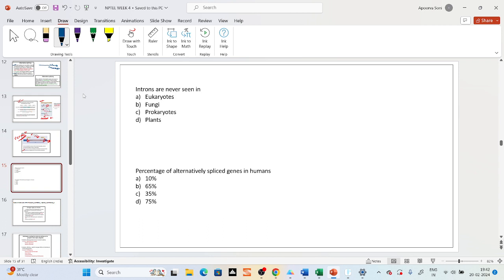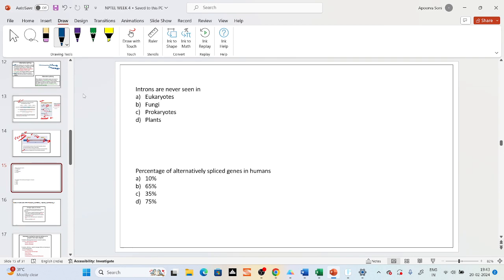Now, next question is, percentage of alternatively spliced genes in humans is 10%, 65%, 35%, or 75%. I will wait for 1 minute so that you can see the question, and then I will switch the screen. So the percentage of alternatively spliced genes in humans: 10%, 65%, 35%, or 75%.